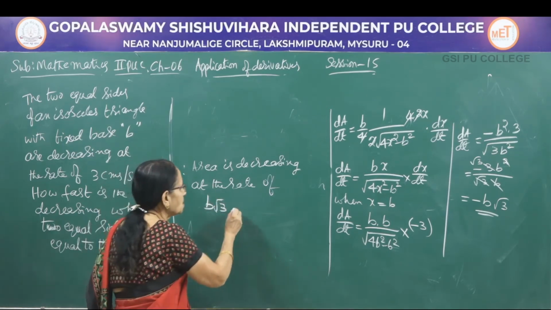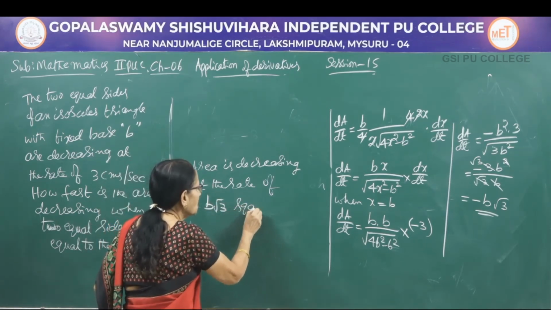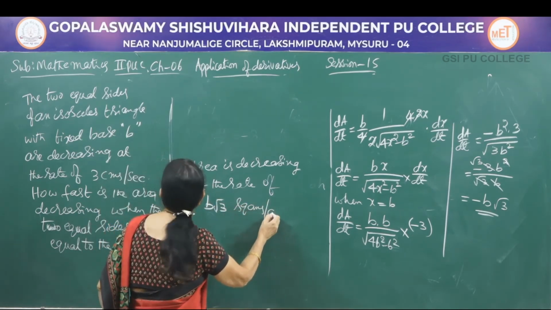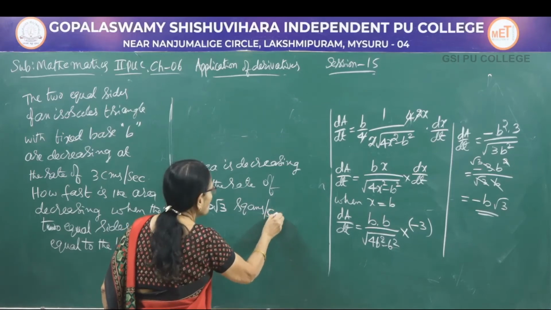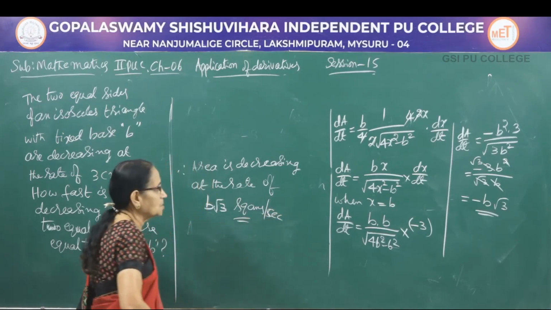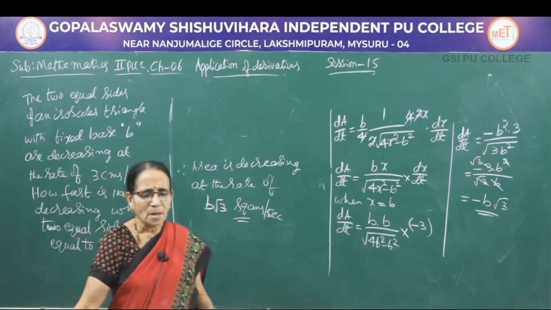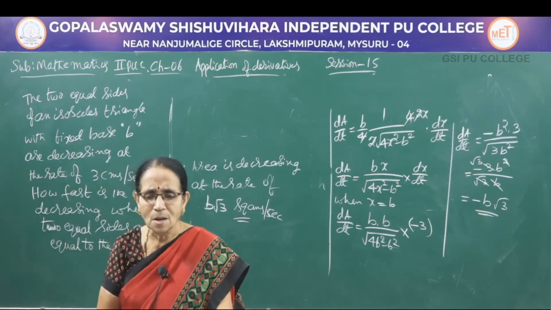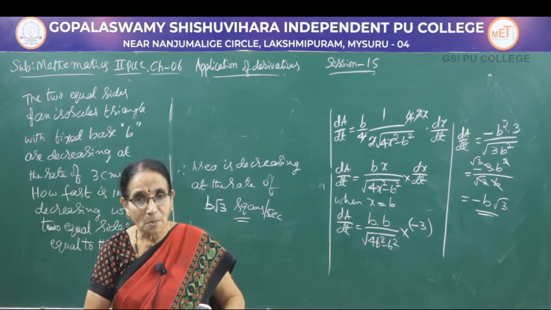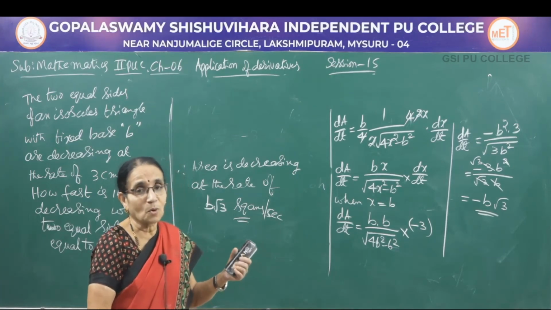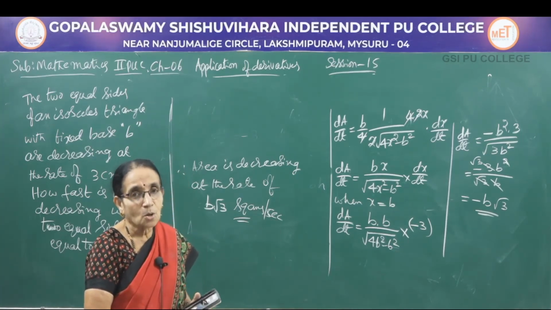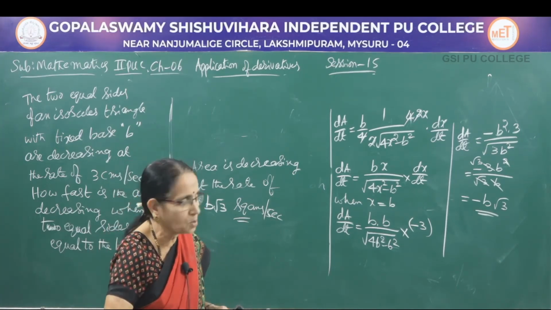Area means, how do you write this one? It is so many square centimeters per second. So this is how you have to find the value. Each problem will be a little bit different from the previous problem, depending upon how it has been given. You have to solve the problem according to the conditions that have been given.